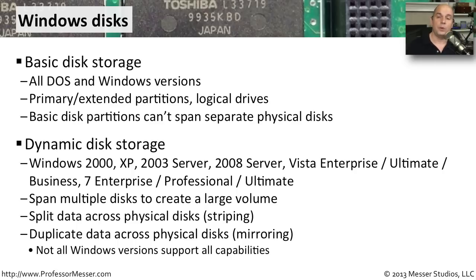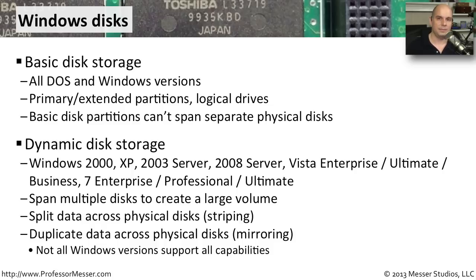You can do things like put multiple drives inside of a computer and span across them to make it look like one big volume. You can also split data across physical disks. This is called striping. Or if you wanted to duplicate data across multiple disks, which is of course drive mirroring, you would need dynamic disks to enable that functionality within Microsoft Windows. Just keep in mind that not all versions of Windows support all of those features, but if you wanted to perform any of them in an operating system where it was supported, it would have to be done on a dynamic disk.